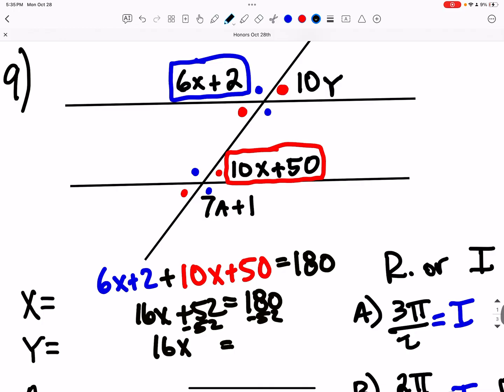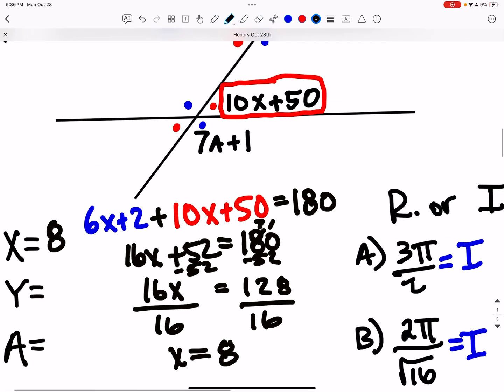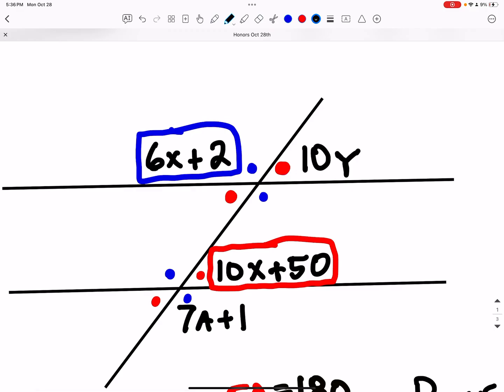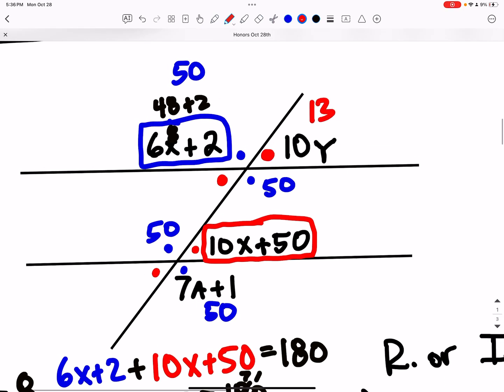wow, I'm coughing my butt off over here. 16x's equal 128. And 128 divided by 16 is 8. So x's are 8s. That doesn't mean I know the blue and red corners yet. So let's go plug it in. If x's are 8s, right here, then 6 times 8 is 48 plus 2. All the blue corners are 50. So that's 50, that's 50, that's 50, that's 50. All the red corners have to add up to 180, so these are all 130.